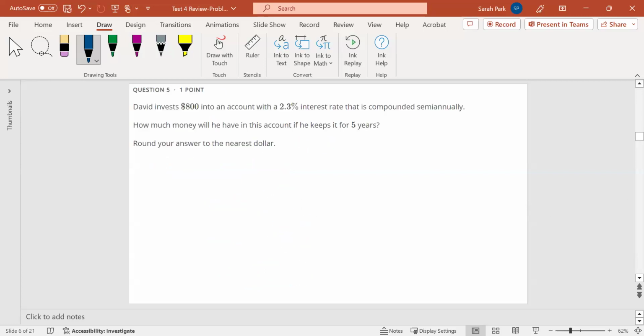Okay, number 5, David invests $800 into an account with 2.3% interest rate that's compounded semi-annually. How much money will he have in this account if he keeps it for 5 years? So for this problem, we need the compound interest formula, right? That was A equals P times 1 plus r over n raised to the nt power, where A was the accumulated amount, and that's what we're trying to find in this problem.